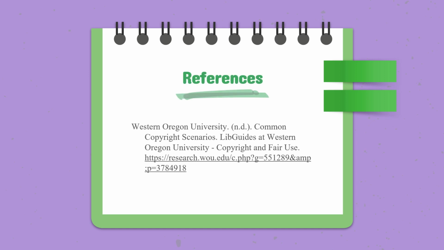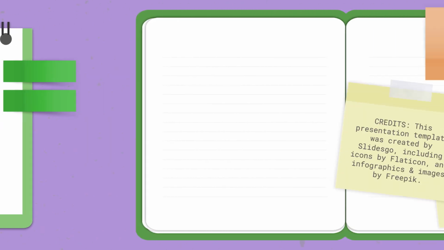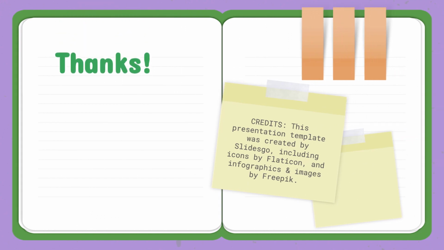And here is my reference list for this specific presentation. Like I said, the copyright scenarios would come from Western Oregon University's LibGuides, so it is linked there. Additionally, this presentation template was created by SlidesGo and includes icons from Flat Icon and infographics and images by FreePic. So I did want to credit them, as we are supposed to.